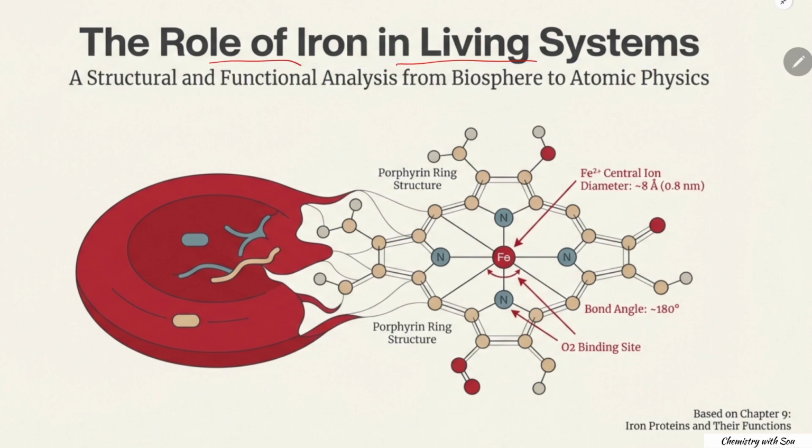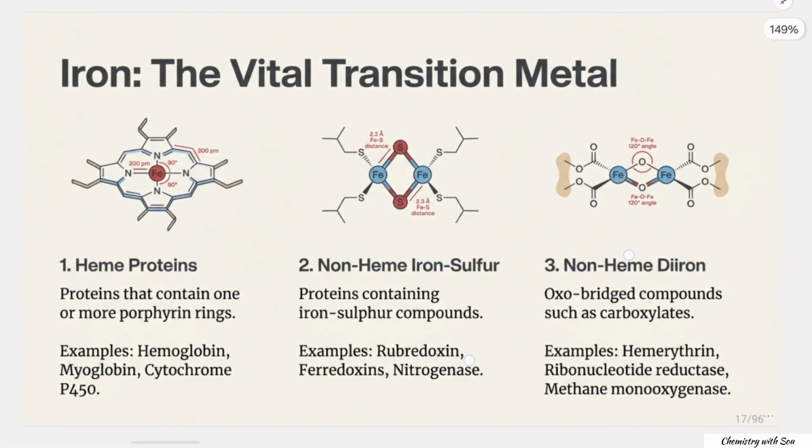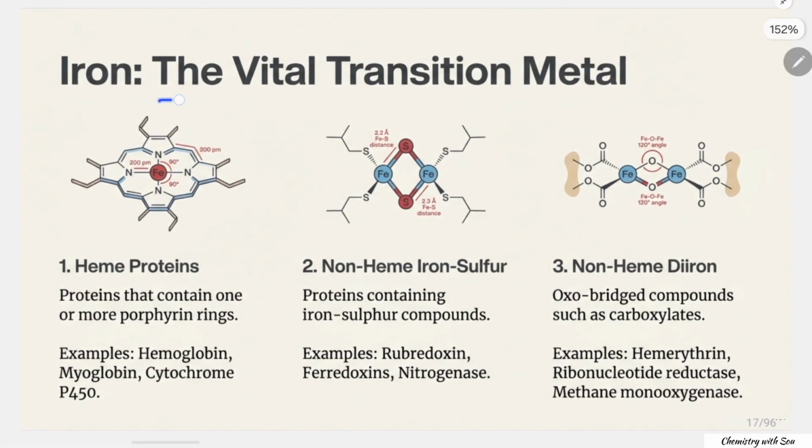So iron is a functional unit of hemoglobin and myoglobin and other metalloproteins present in the animal body. So let's see how it is present in different metalloproteins. Iron acts as a vital transition metal.